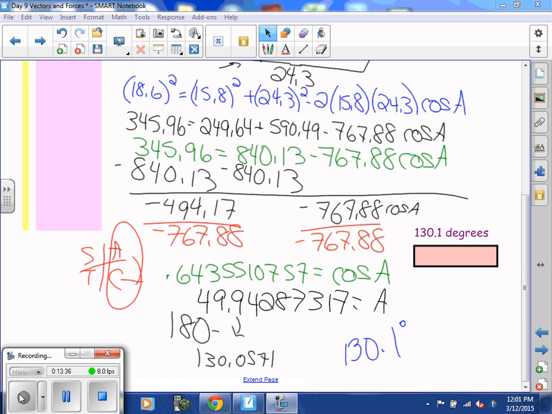Now, based on my picture, I thought I was finding the obtuse triangle. My picture was not drawn to scale. So I found this, and I was a little shocked when I looked at my picture, but I can't draw, so I don't worry about that. I need the other one, because I need the angle between the two forces, so I subtract it from 180. I get 130.1 degrees. This would be a 4-point question on the Regents. So, that's how we set it up.